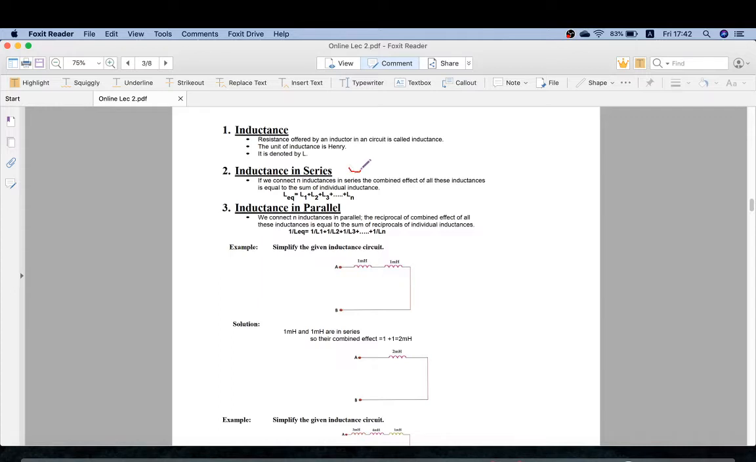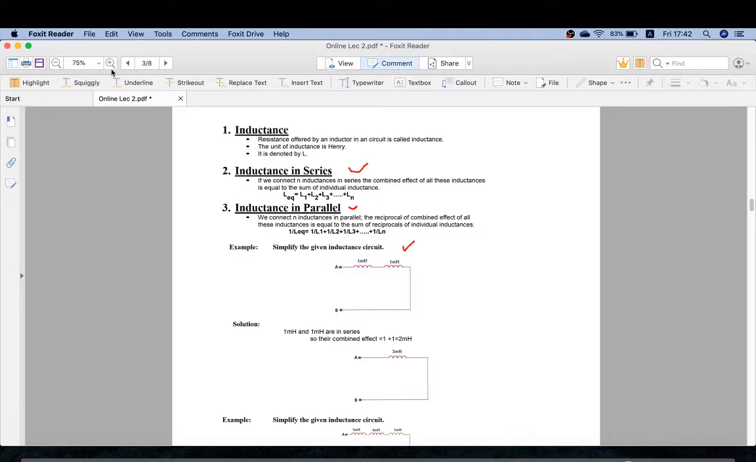In series, if we connect inductances in series, the combined effect of all the inductances is equal to the sum of the individual ones. It is the same as the resistance in series. What we do in resistance in series, if there are many resistors in a series, we just add them. So in inductors or inductance, we will do the same. If there are many inductors in series, we will just add them. We will talk later about inductance in parallel. First we will solve some circuits related to inductance in series.